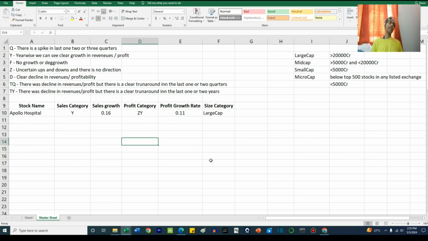So for these couple of reasons mainly, we have to understand which stock falls in the large cap category, which stock falls in the mid cap category, and which one falls in small cap or micro cap category. So friends, this is our assignment.